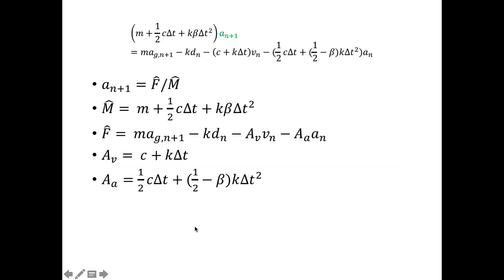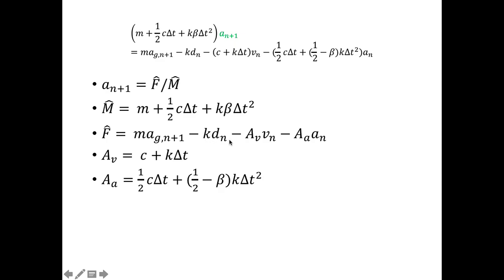So why do we do that? We can do something like this. This part about a n plus 1, we call a parameter m hat. M hat is m plus half c delta t plus k beta delta t squared. And the other side is f hat. All the things on the other side are f hat. And a n plus 1 is just f hat divided by m hat. Very simple, right?